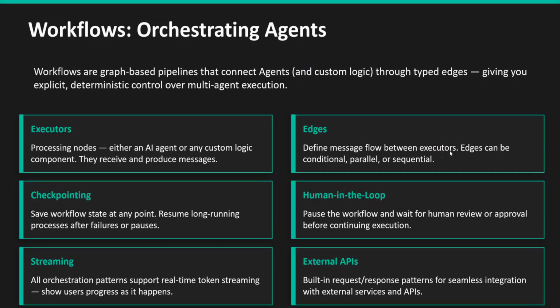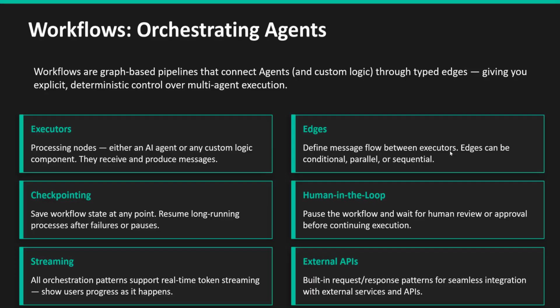Workflows are what take AI agents to the next level. Instead of relying on a single agent to handle everything and make all the decisions, workflows let you build smart pipelines. Multiple agents or your own custom code can work together in a structured and predictable way. The building blocks are actually pretty simple. Executors are the processing nodes. These can be full agents or just pieces of your own logic. Edges are connections between those nodes. They control how data flows from one step to the next.